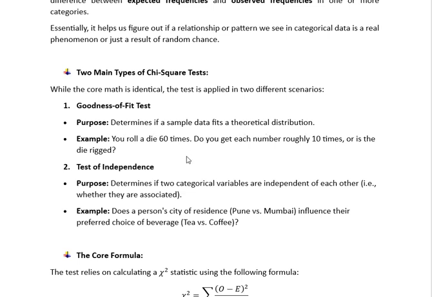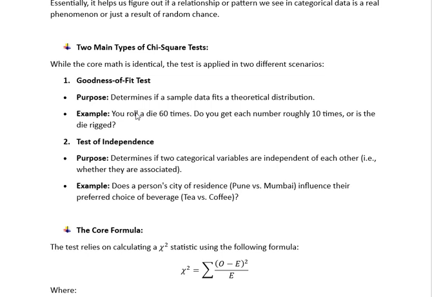Example, you roll a die 60 times. Do you get each number roughly 10 times, or is the die rigged? A die is basically what you use in a Ludo game. Numbers written are 1, 2, 3, 4, 5, 6. So do you get each number, let's say 1, roughly 10 times? It's based on probability, or is the die rigged? If you are not getting a number roughly 10 times, there is a chance the die is rigged.